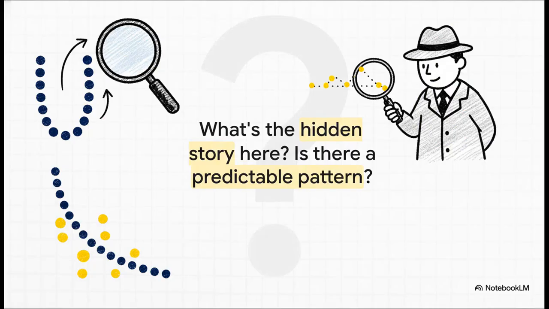Right now, it's just a table of numbers. But is there a story hiding in there? A predictable pattern. Something that could tell us what was happening between those measurements, or maybe even what's going to happen next. That's the mystery we're here to solve.